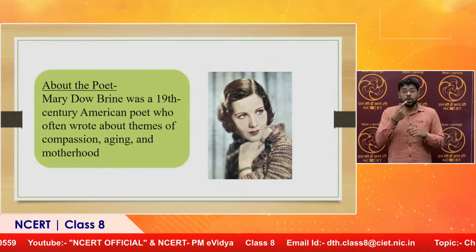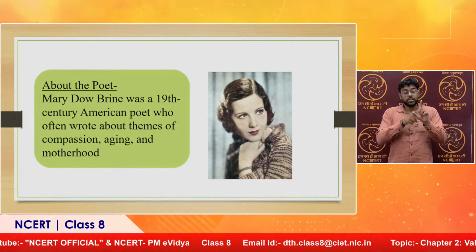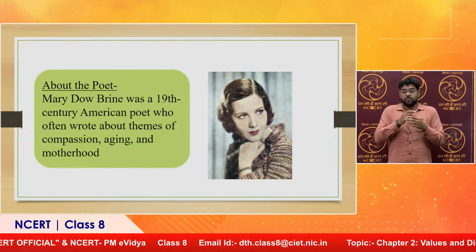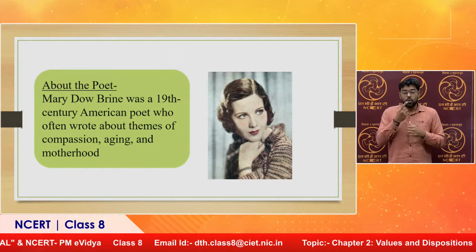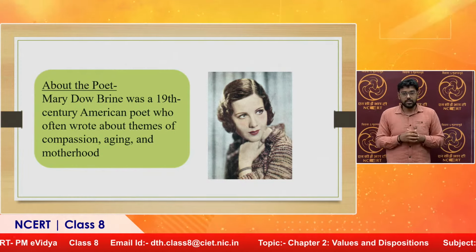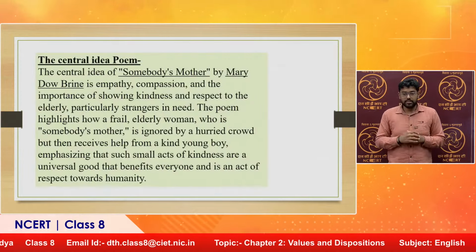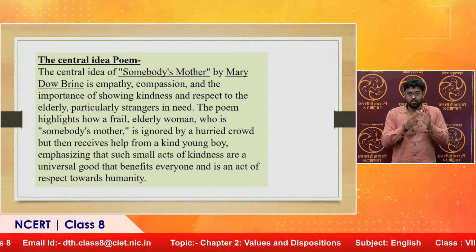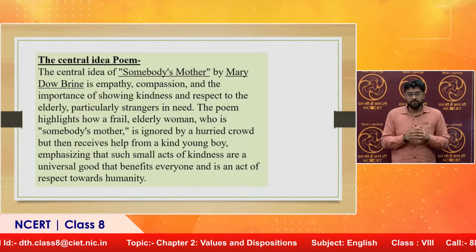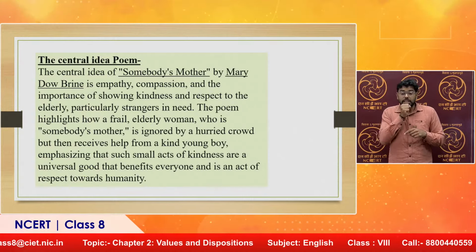Because when you know about the poet, their mood of writing, their theme of writing, their style of writing, and their time of writing, like we have here the poet Mary Doe Bryan, a 19th century American poet who often wrote about the themes of compassion, aging, and motherhood. And now that we know she wrote about compassion, aging, and motherhood, we have the unit value and disposition. It means here we will see motherhood, aging, and compassion, all the three themes together.